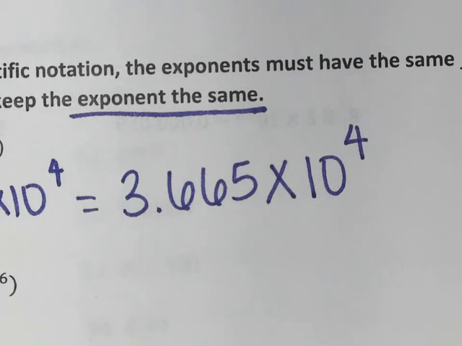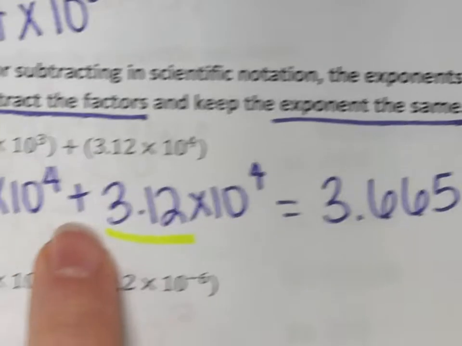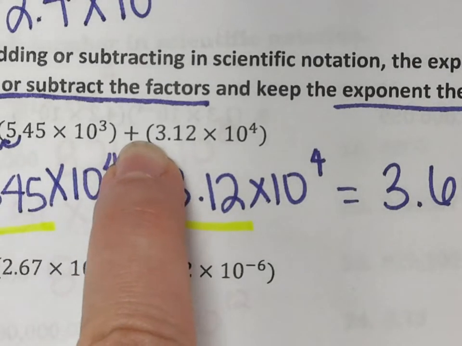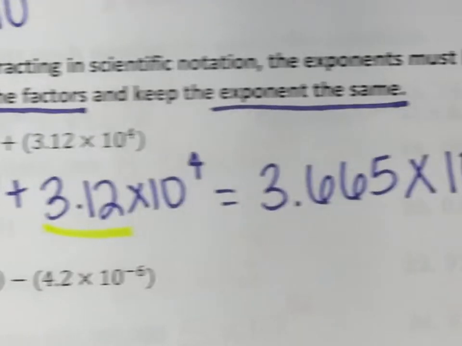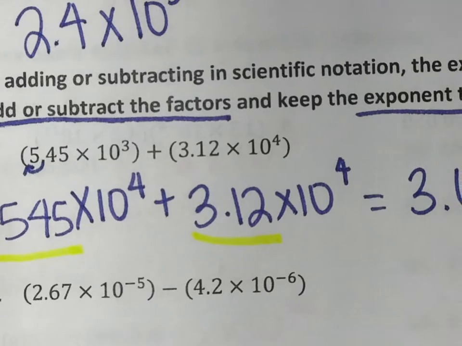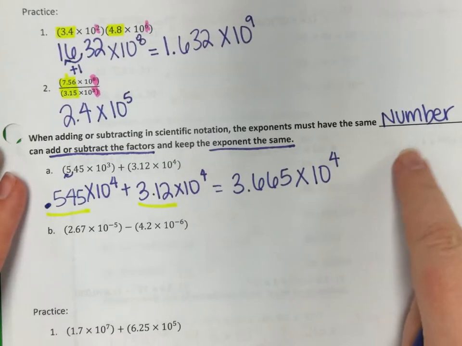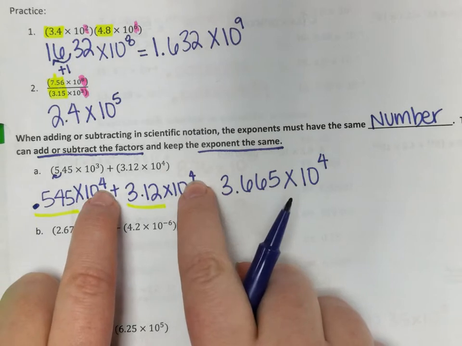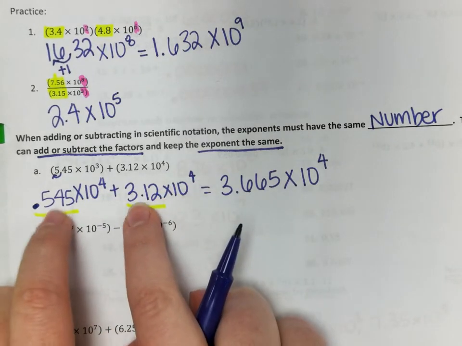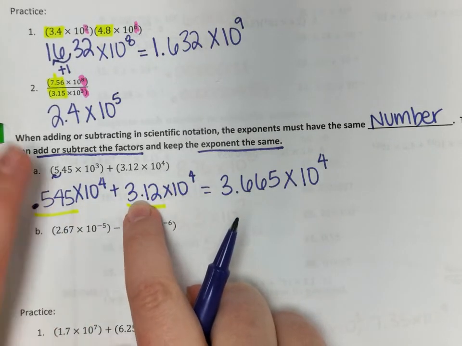Yes, ma'am? 36,650. Yours isn't in scientific notation anymore, is it? Okay, we're adding right here. Do you see the plus sign? Yeah, we're adding. Careful with that. Our rule is that our exponents have to be the same number. So we have to make our exponents the same first, and then we can add or subtract whichever we're supposed to do to these numbers up front.